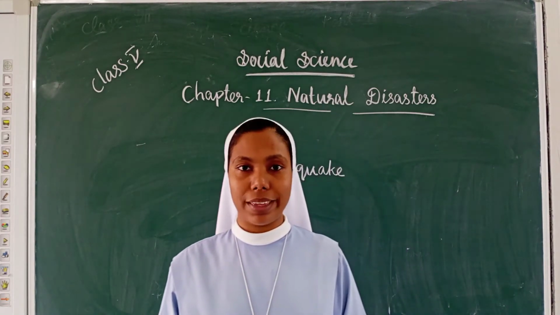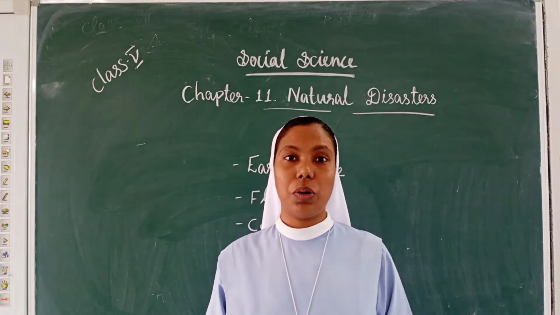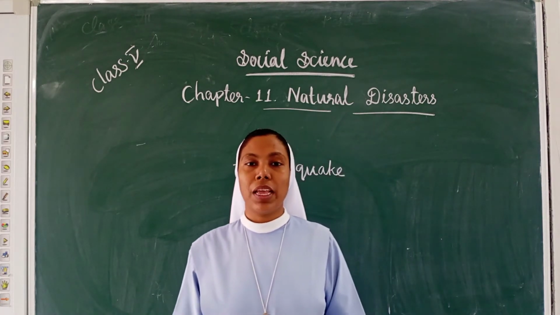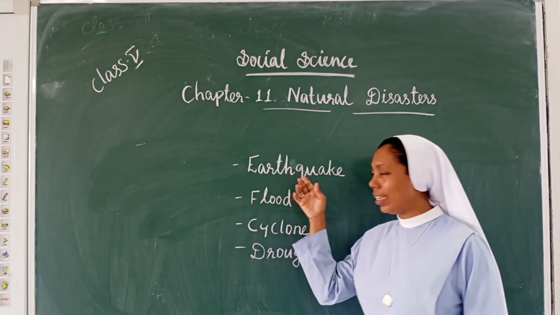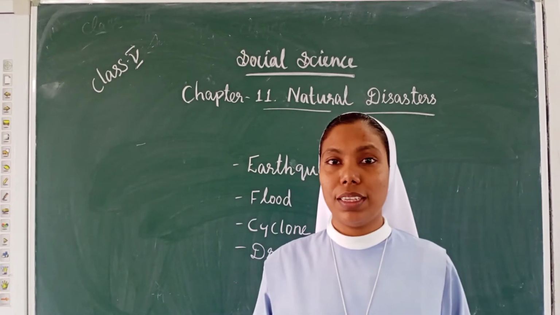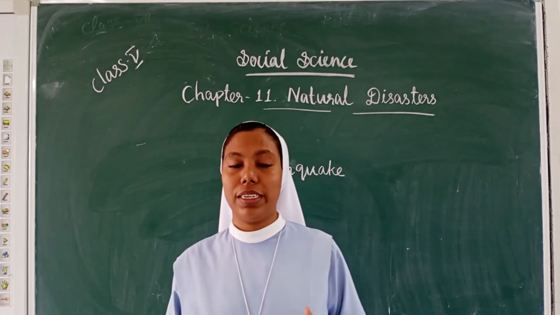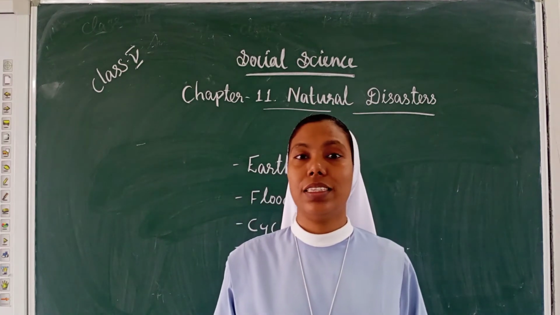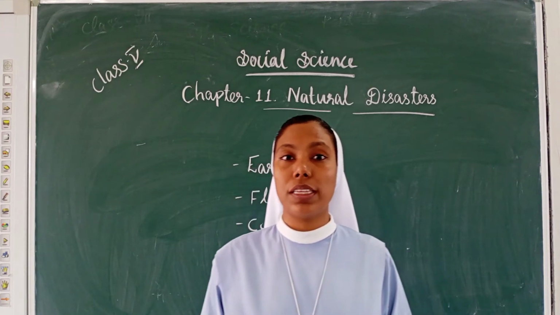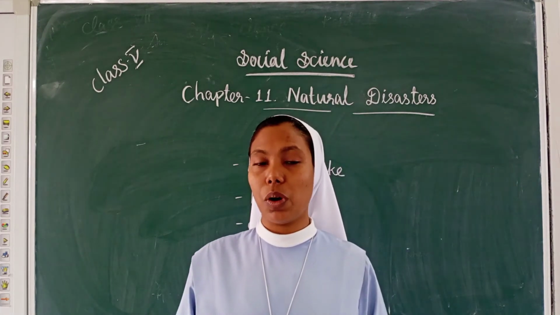We have seen some examples of natural disasters: earthquake, flood, cyclone, tsunami, and drought. In the previous class we discussed the earthquake. What is an earthquake? An earthquake is a sudden vibration or shaking of the earth's surface. When an earthquake takes place, it destroys places, property, and people's lives.